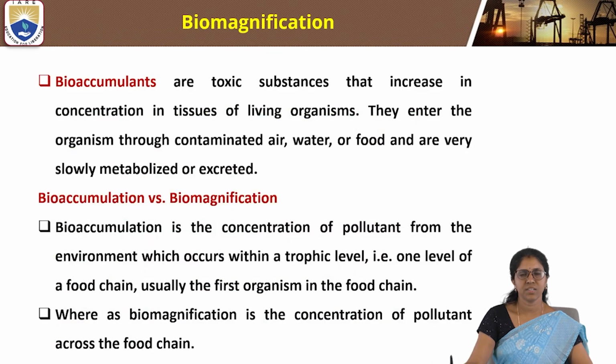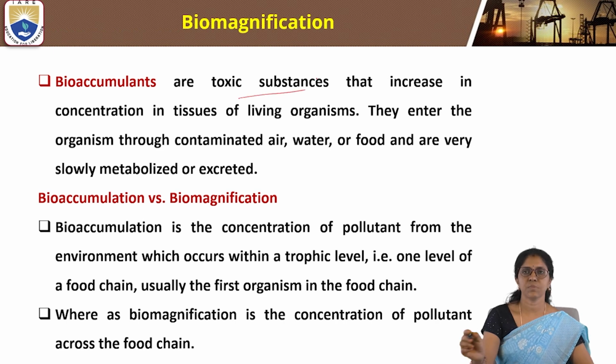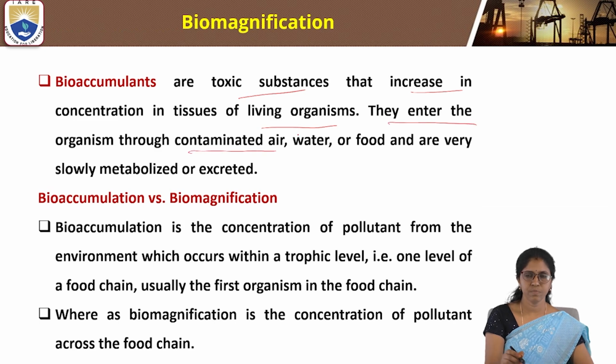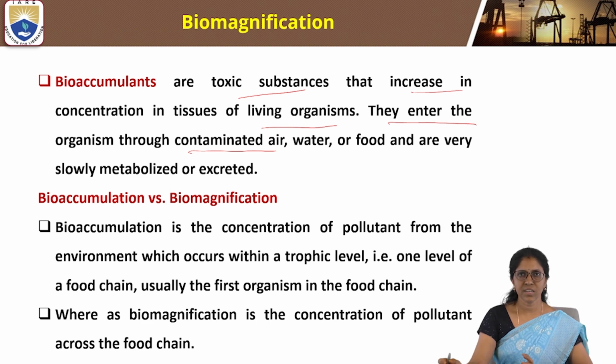So what are bioaccumulants? And what is the difference between bioaccumulation and biomagnification? Bioaccumulants are toxic substances that increase in concentration in tissues of living organisms. These are pollutants that enter the organisms through contaminated air, contaminated water or food, and are very slowly metabolized or excreted.